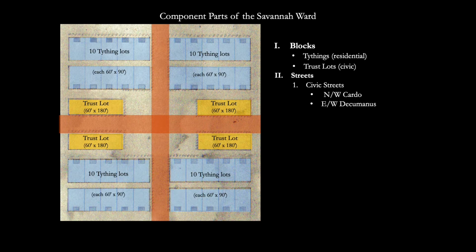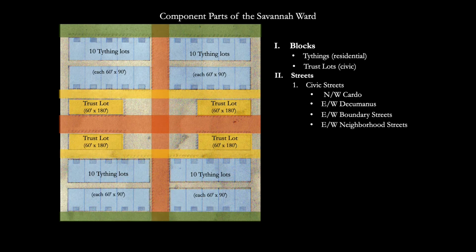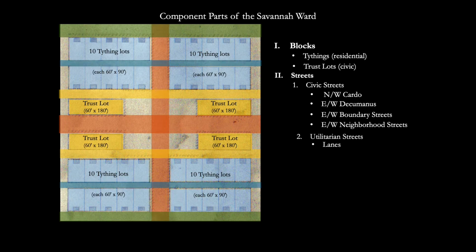But then there are the streets that run along the edges of the wards on the east-west, we'll call these boundary streets, and these are thoroughfares. They are, if you're driving, the best way to get through the city, essentially. But there are also streets that run within the wards that are, well, we'll call these neighborhood streets. They're smaller in scale than the bisecting streets, and they accommodate the houses that face onto the ward. But there are also smaller streets yet, the lanes, alleys, you might want to call them, that bisect the tithing lots and allow for utilitarian activities to occur between the back sides of these lots.